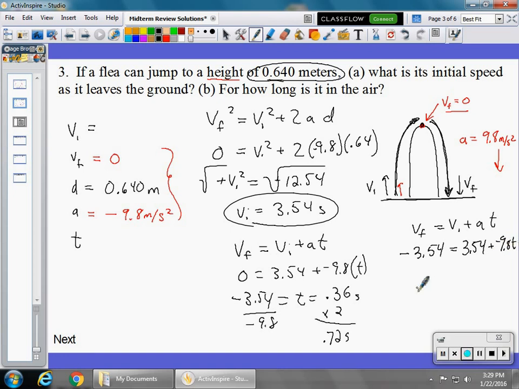And if you do that, the solution gives you 7.08 when we subtract the 3.54 from both sides, equals negative 9.8 times the time. And when you divide, you're going to get the positive 0.72 seconds, the same answer. This is using the initial and final velocity start to beginning, and the first part was just doubling the time for half of the trip.